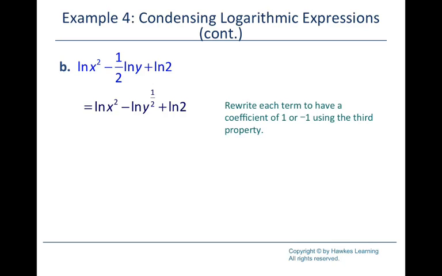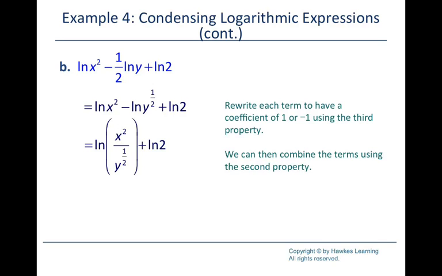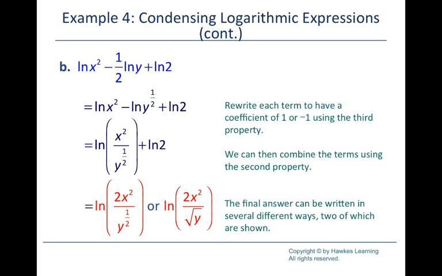So x squared, natural log of y to the 1/2 power, which means we're going to square root y, plus natural log of 2. So anything that's positive is going to be in the numerator. And so when you end up with that, you're going to have 2x squared over y to the 1/2 power, or natural log of 2x squared over square root of y.